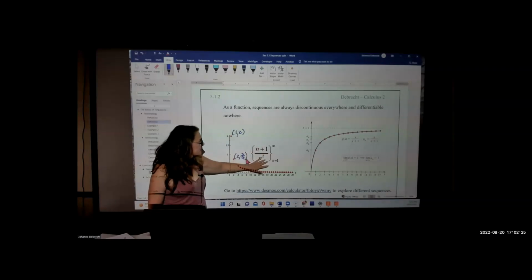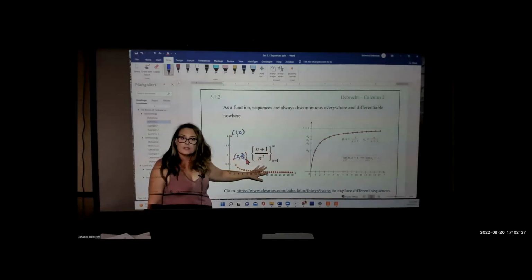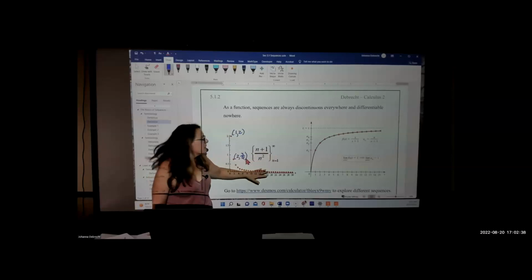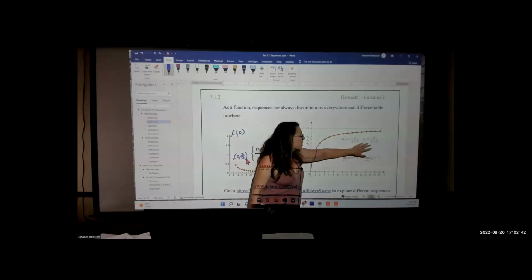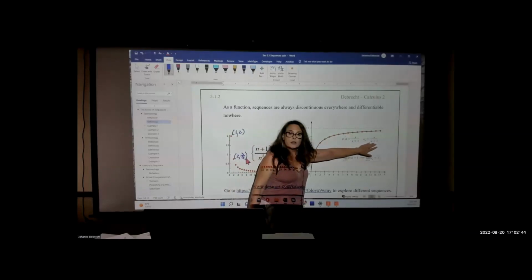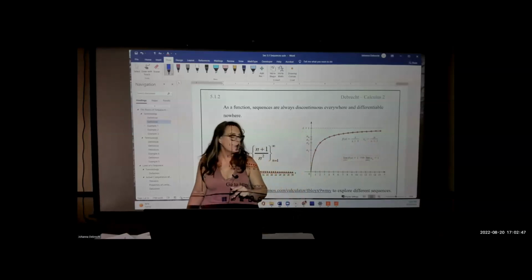This makes sense because if we were to take the limit of this representation of the sequence, we know that n squared being degree 2 overpowers the numerator of degree 1 and drives it towards 0. Now, if we look at the graph on the right, this is the graph of the sequence a sub n equal to n divided by n plus 1.